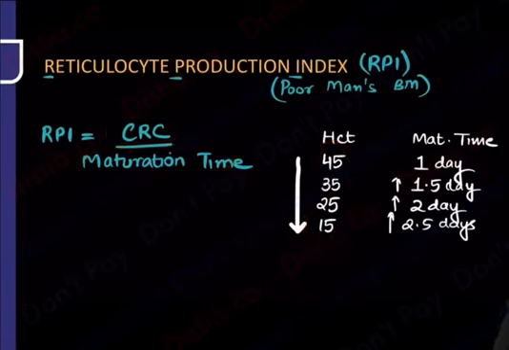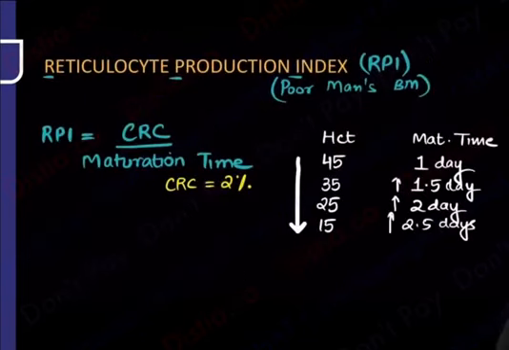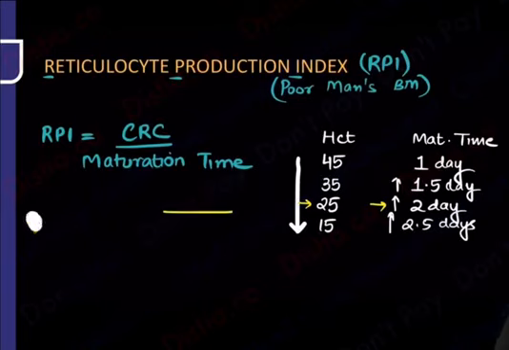So let me give you an example. They say that your corrected retic count has come out to be 2%. Okay, corrected. Now we did a formula, right? Our corrected retic count had come out to be 2%. Beyond this, they say that the hematocrit of the patient has come out to be, say, 25. So what is the RPI? What will you do? Okay, corrected retic count is 2, and I have to divide it by maturation time, but hematocrit is 25%. What is the maturation time? It is 2. What is RPI? RPI has come out to be 1. So if you know your formula, you are sorted. You don't need anything else.